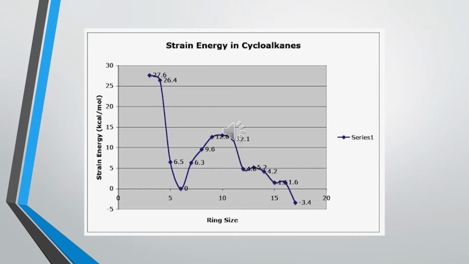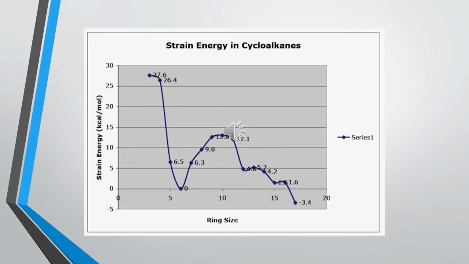And that would correspond to any eclipsing type interactions. It would correspond to any through space steric interactions, say 1,3 diaxial in the 6-membered case, or transannular strain in the 10-membered case, which we just saw. What is also included in this total strain energy is what's called bond angle strain.